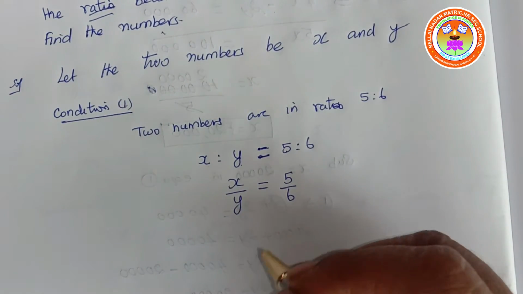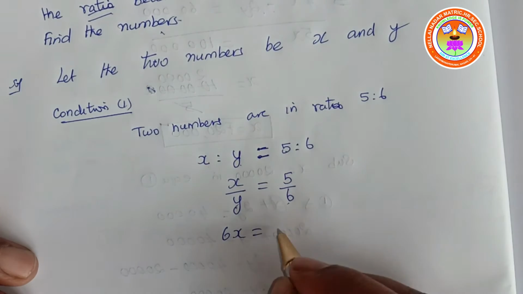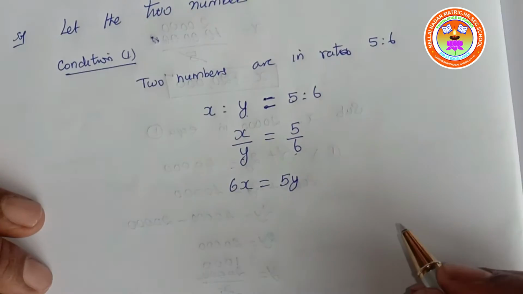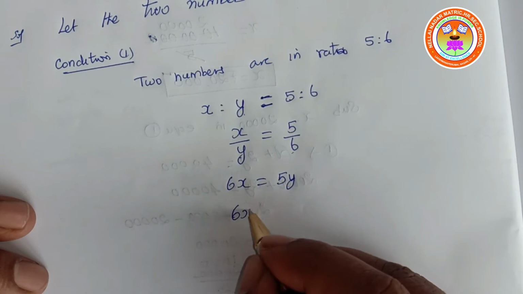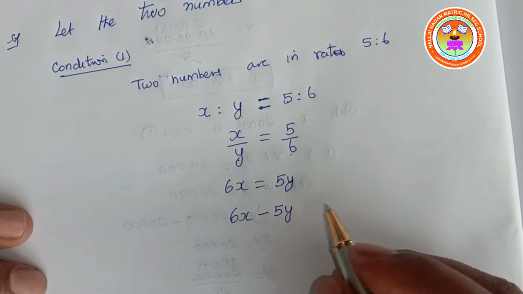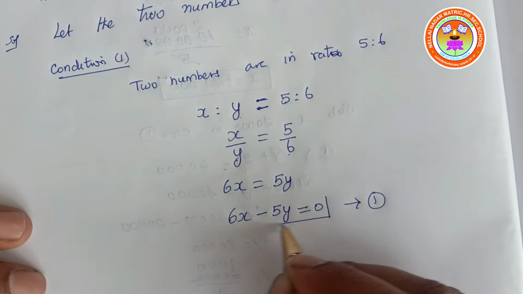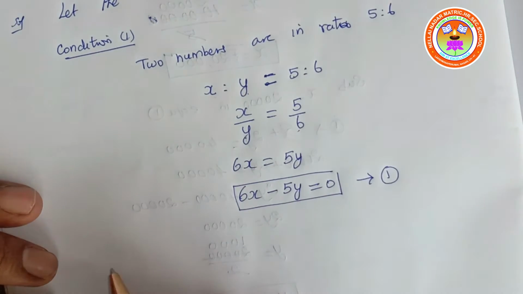Cross multiply, children, what do you get? 6 into x, 6x, is equal to 5 into y, 5y. You make it an equation: 6x minus 5y equal to 0, transferring 5y to the left side. You consider this as equation number 1. It's clear, children? Now condition 2.